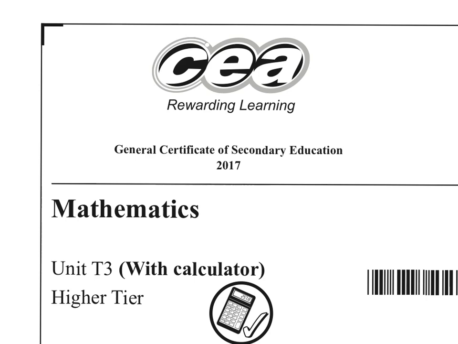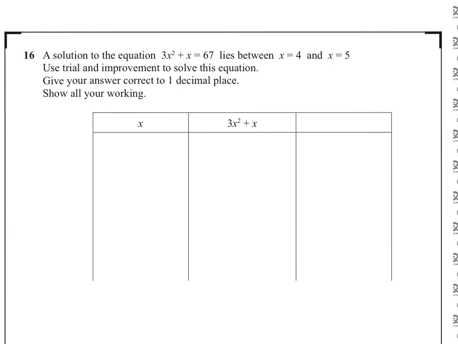Summer 2017, T3. To get the answer, we're going to substitute values between 4 and 5. I'm going to start at 4, and 3 times 4 squared plus 4 is 52.